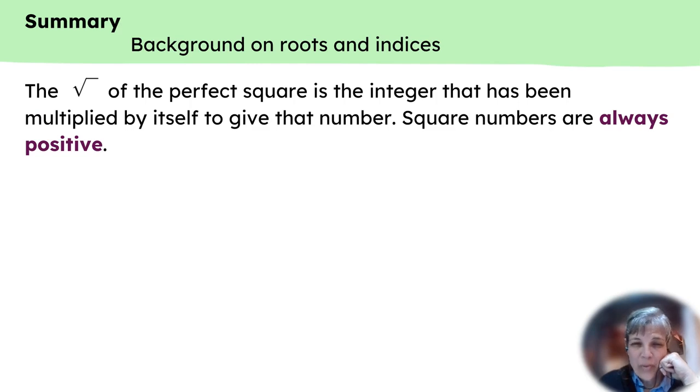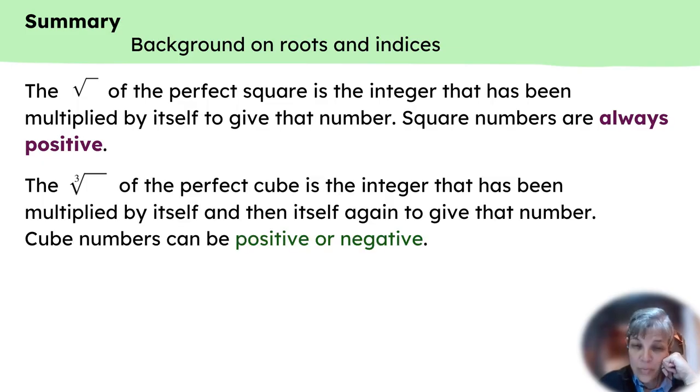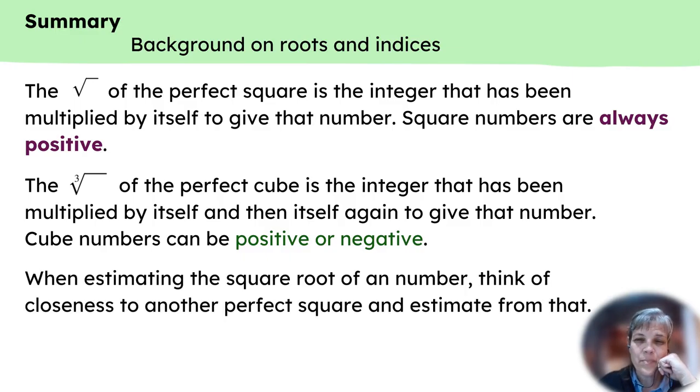So the root of a perfect square is the integer that's been multiplied by itself to give that number. And square numbers are always positive. The cube root of a perfect cube is the integer that's been multiplied by itself and then again by itself to give that number. So cube numbers can be positive or negative. That's what we said. And when you estimate the square root of a number, think of closeness to another perfect square and estimate from that.